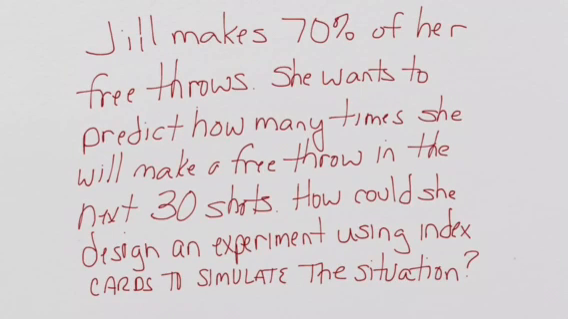So, Jill wants to make 70% of her free throws. She wants to predict how many times she will make a free throw in the next 30 shots. How could she design an experiment using index cards to simulate the situation? Now, of course, she could have gone out and shot the 30 free throws, but let's say it was raining and she just wanted to do a pretend version of it.